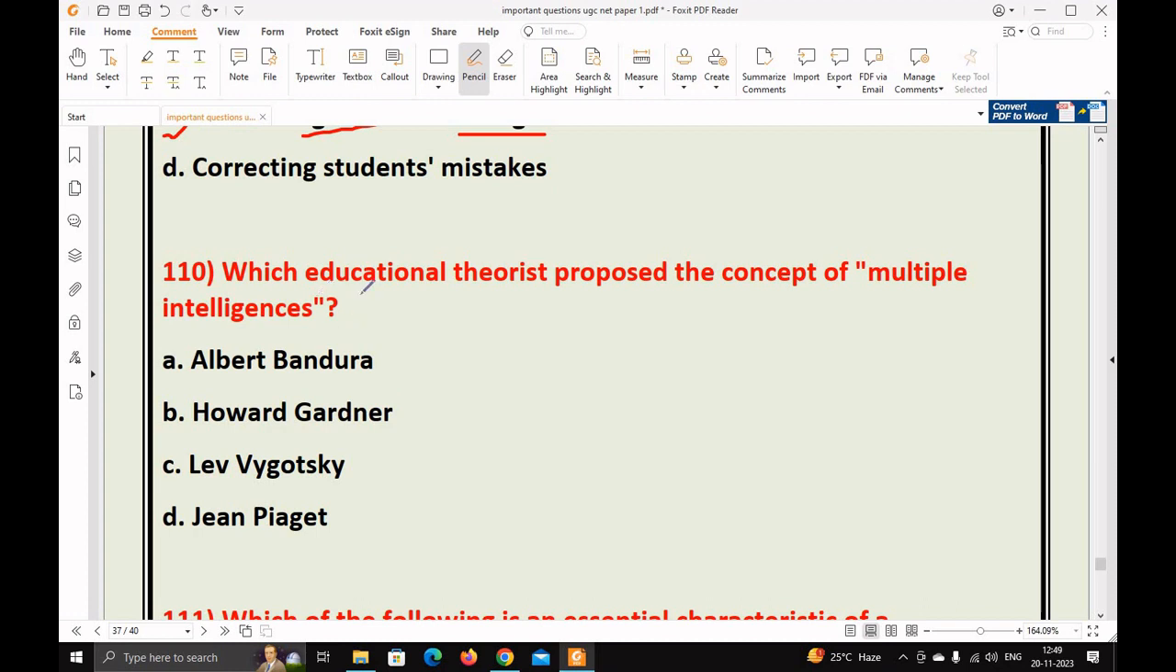Next, which educational theorist proposed the concept of multiple intelligences? The options are Albert Bandura, Howard Gardner, Lev Vygotsky, Jean Piaget. The right answer of this question, it's an important question. The concept of multiple intelligences is proposed by. Right answer is option B, Howard Gardner.